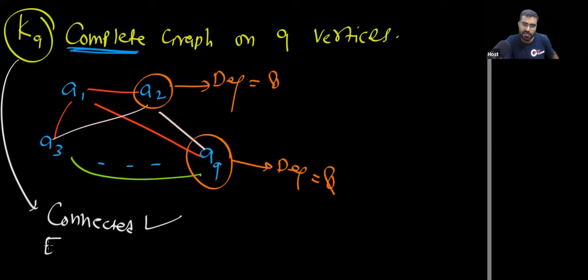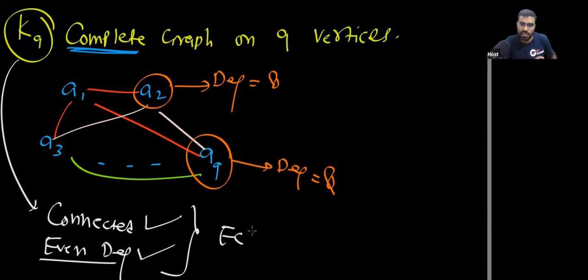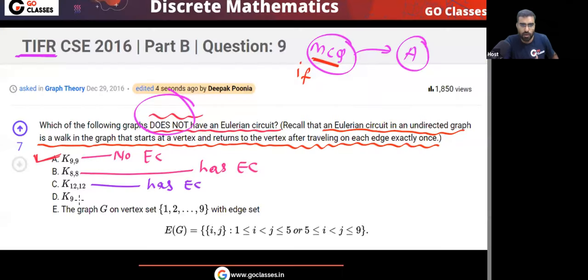Also, every vertex has even degree. So I can say, yes, this graph has an Euler circuit. There is an Euler circuit. Yes or no? This is your K9. So here I can say there is an Euler circuit. What about the next graph?